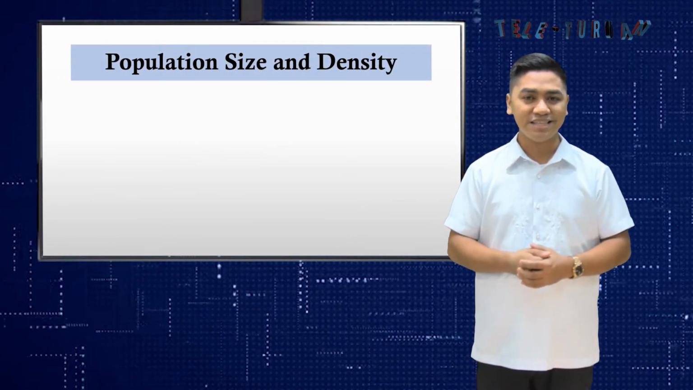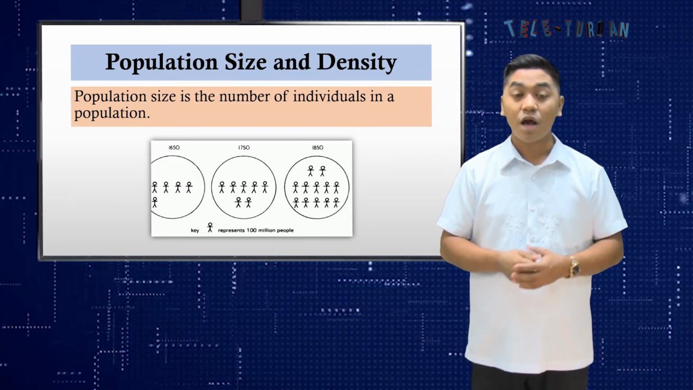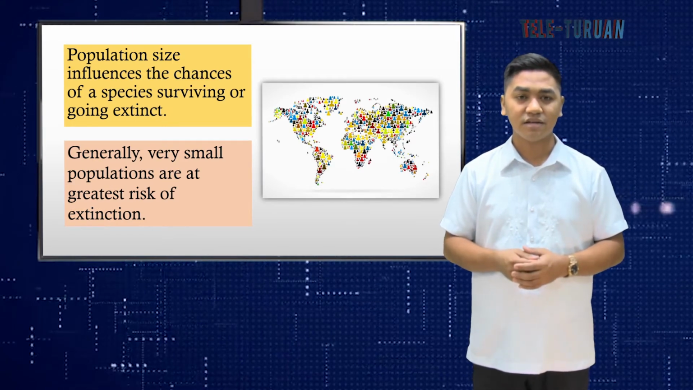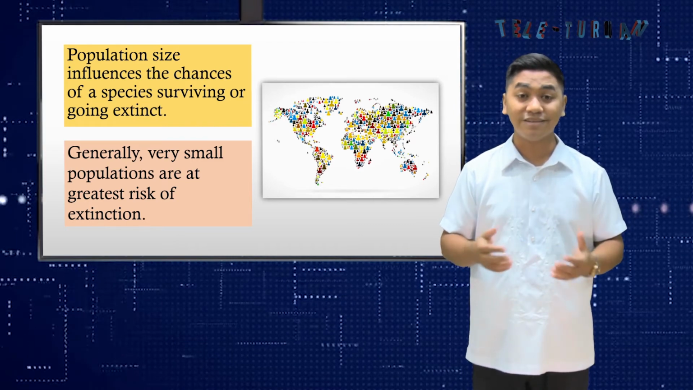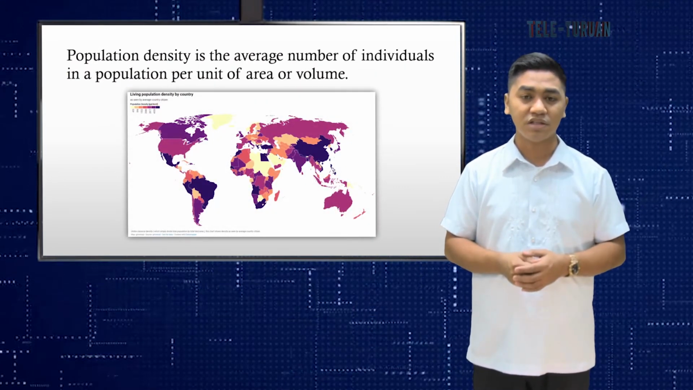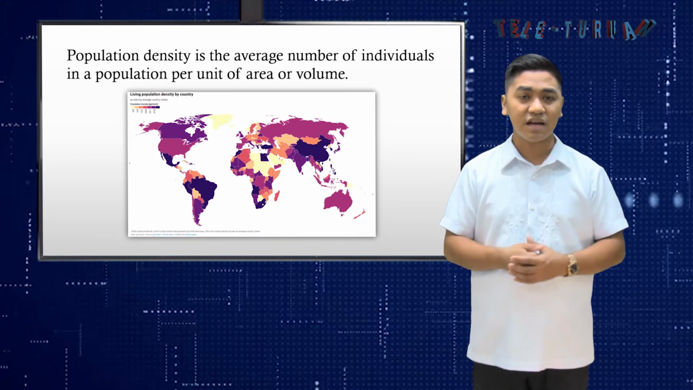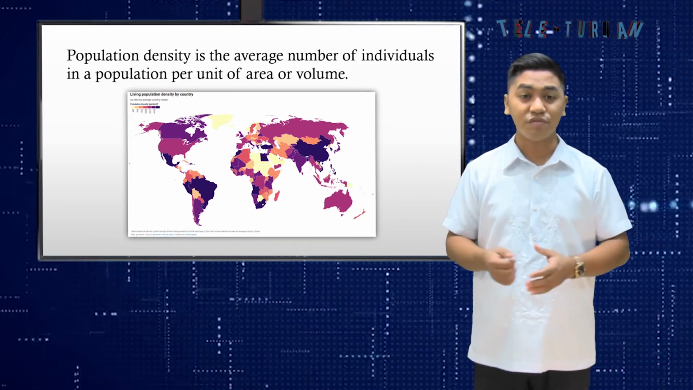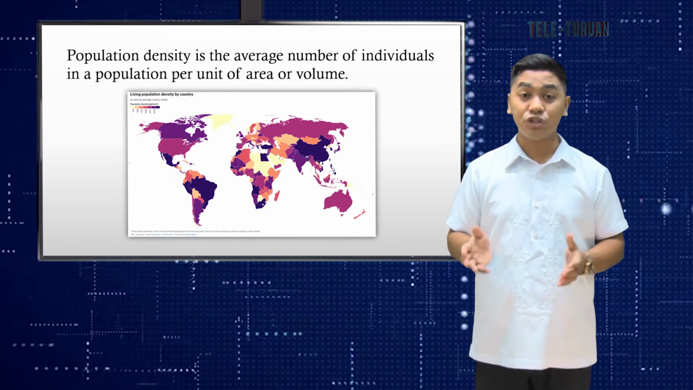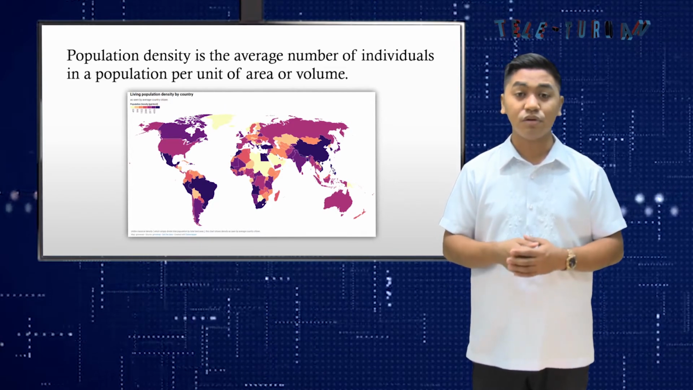Let us have the population size and density. Population size is the number of individuals in a population. Population size influences the chances of a species surviving or going extinct. Generally, very small populations are at greatest risk of extinction. Population density is the average number of individuals in a population per unit of area or volume. Population density is not static. It is influenced by death, birth, and movement, like immigration and emigration among populations. Population growth is due to a higher birth rate than death rate. New individuals are recruited into the population through growth and immigration.